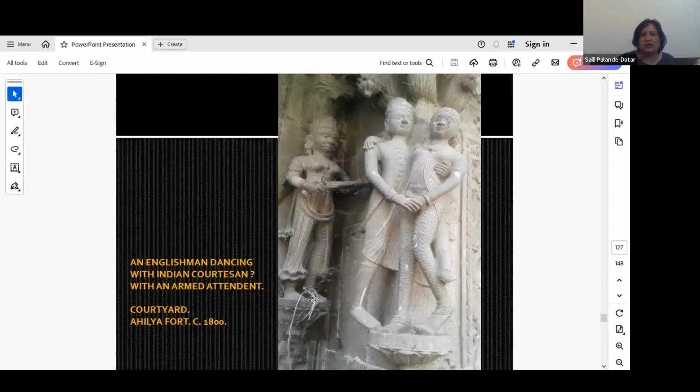The caste connotations are also sometimes seen. See, here we see a British man dancing with an Indian courtesan. This is from Maheshwar again.